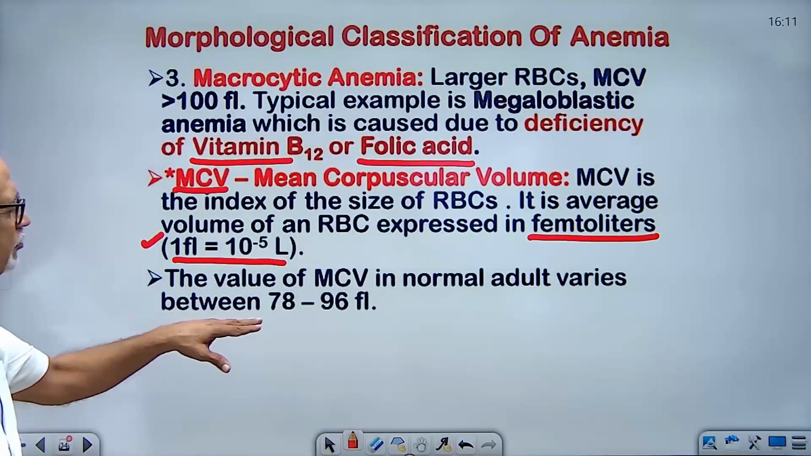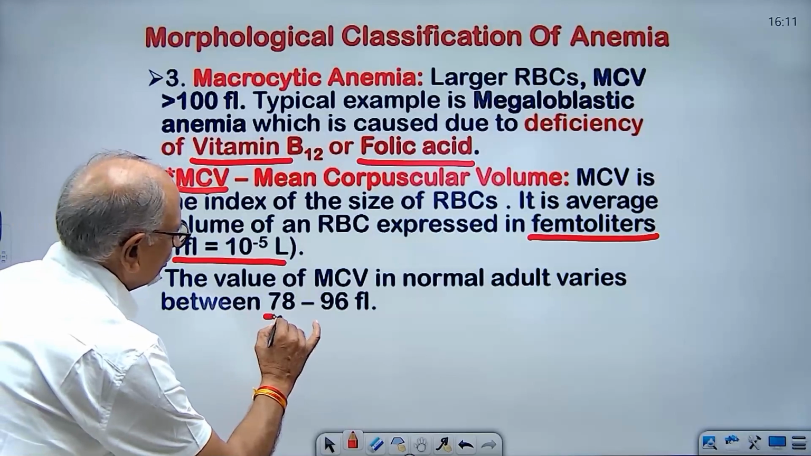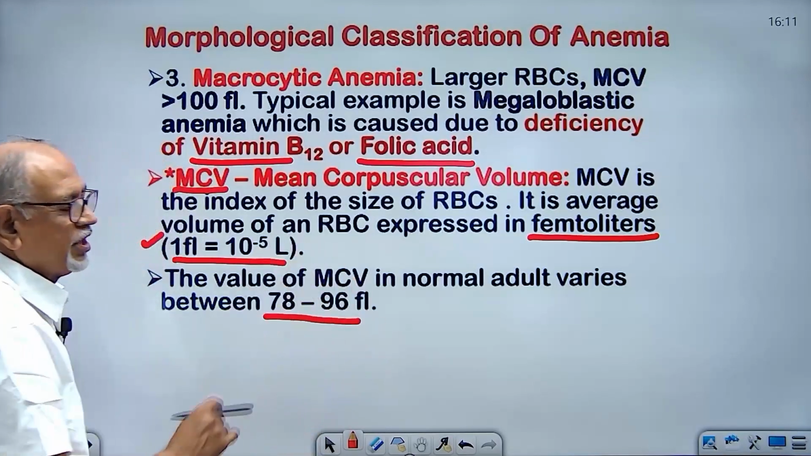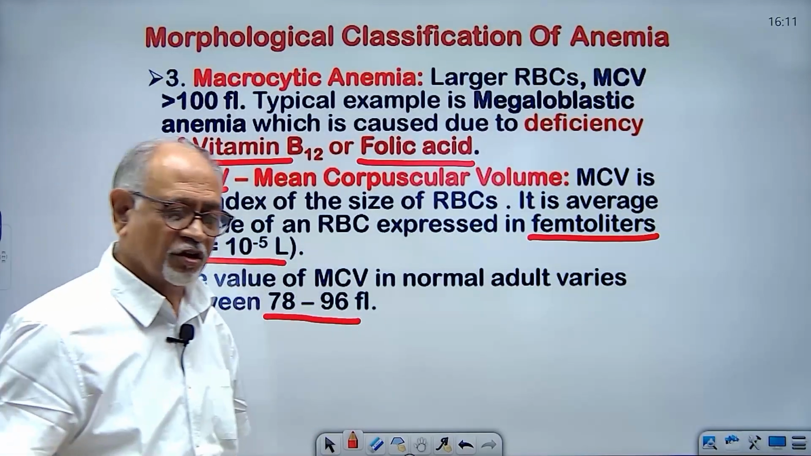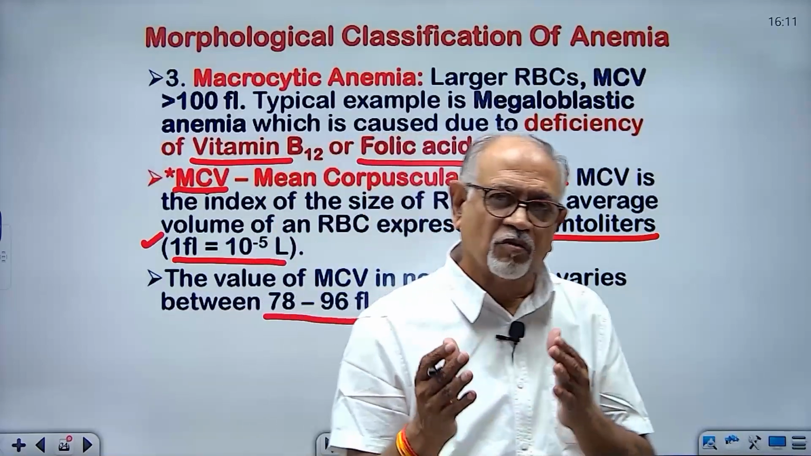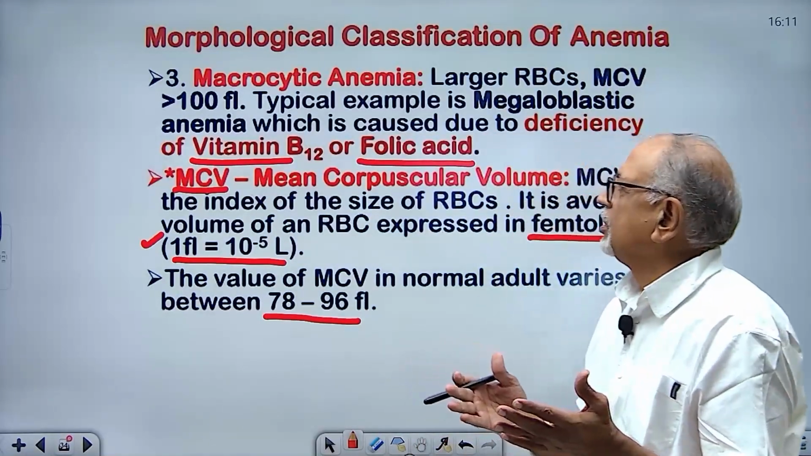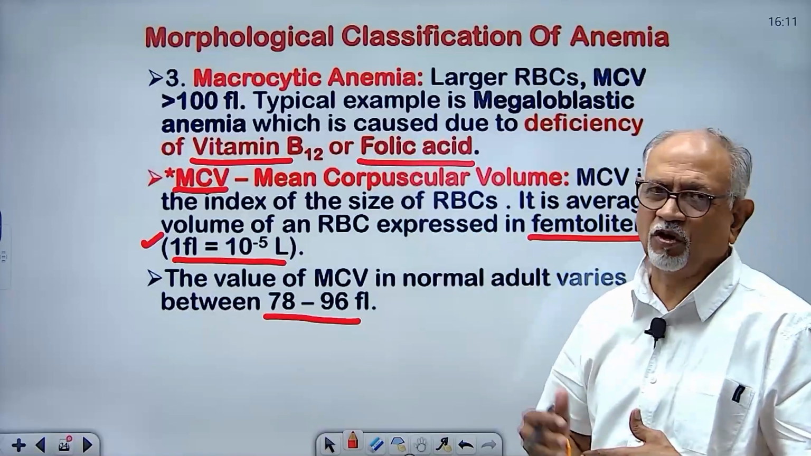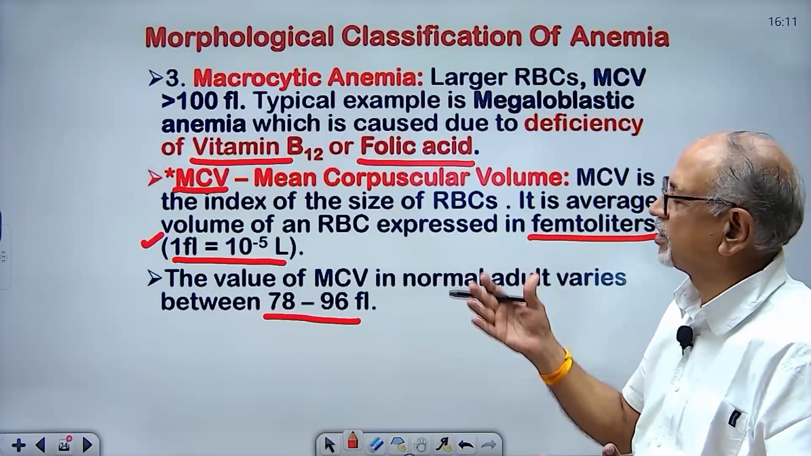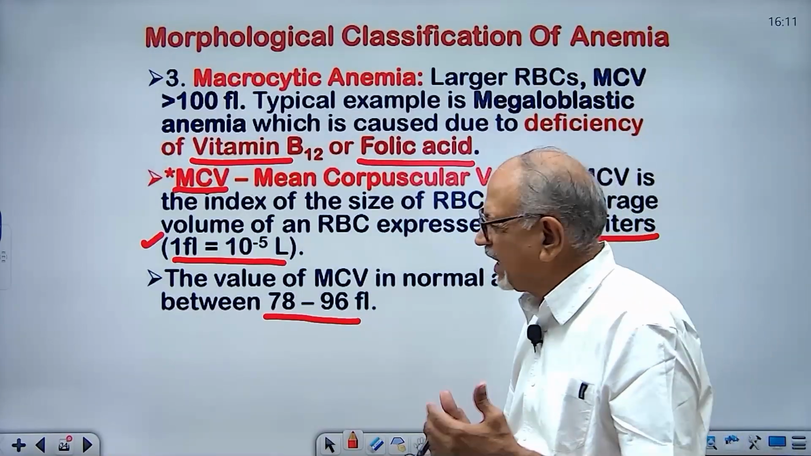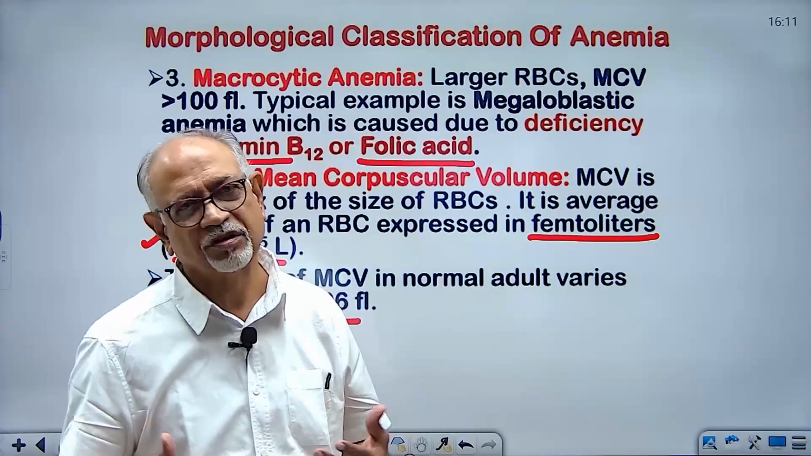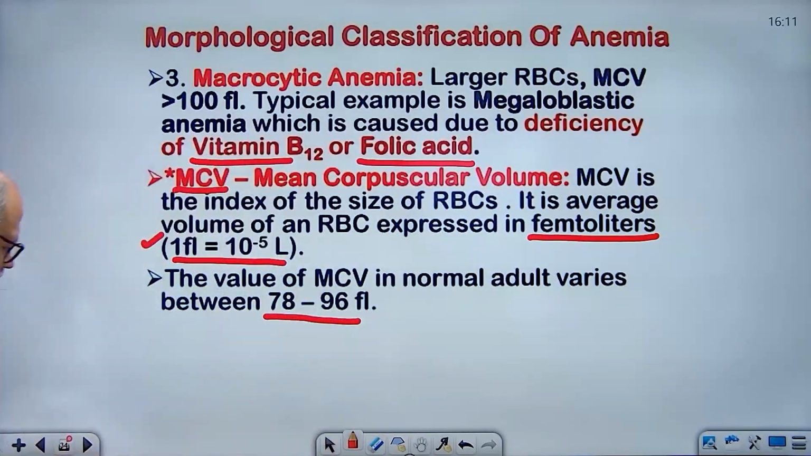It varies between 78 to 96 FL. So, if it is more than that, more than 100, it is called as macrocytic anemia, and if it is less than that, it is called microcytic anemia.